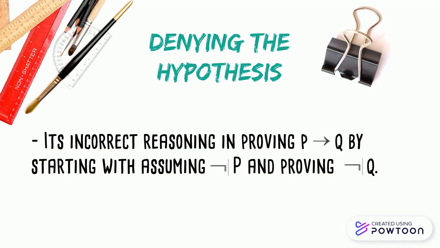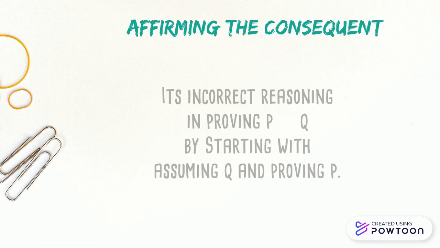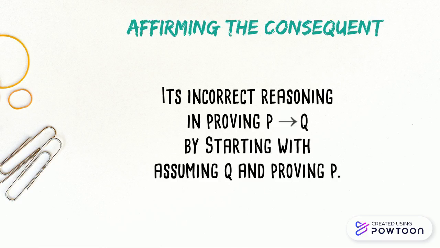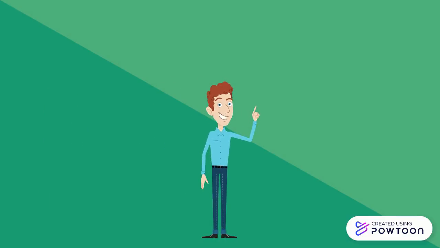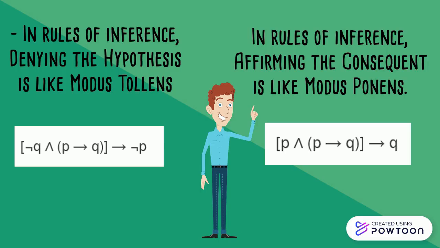then Q by starting with assuming negation P and proving negation Q. Affirming the consequence is also incorrect reasoning in proving P then Q, but it starts with assuming Q and proving P. So I will give you some tips. Another way to tell denying the hypothesis and affirming the consequence apart is that denying the hypothesis is like modus tollens and affirming the consequence is like modus ponens.